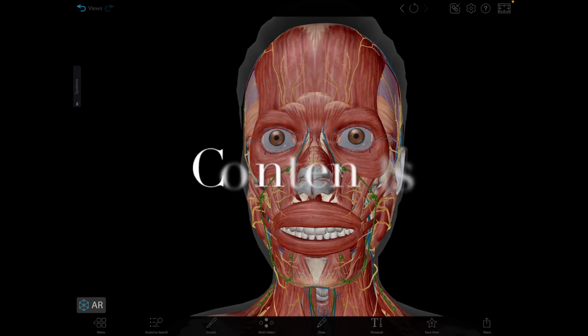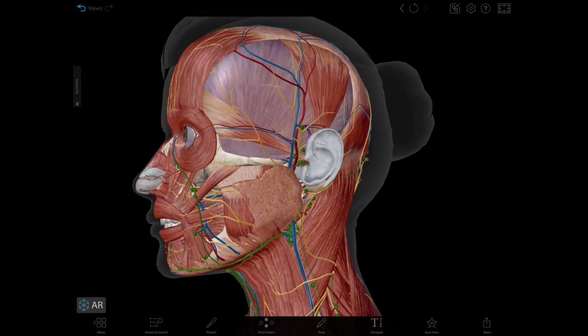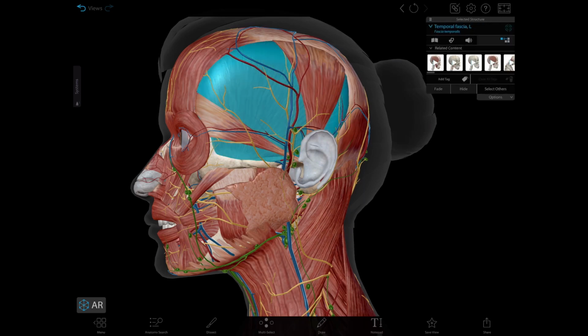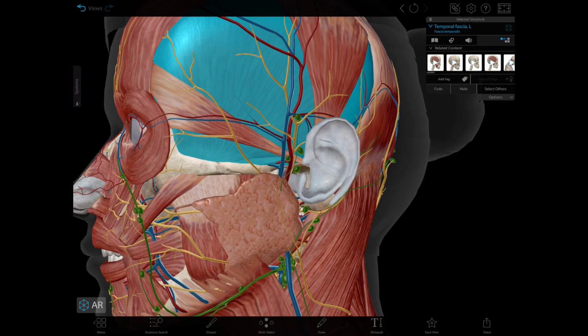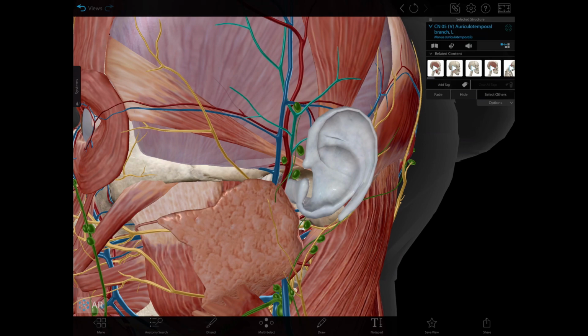In the temporal fossa, we have a couple of contents, including the temporalis muscle and its fascia, the deep temporal nerves and vessels, the superficial temporal vessels, the auriculotemporal nerve, and the zygomaticotemporal nerve and vessels.